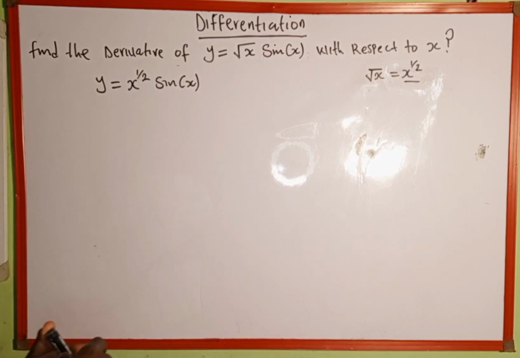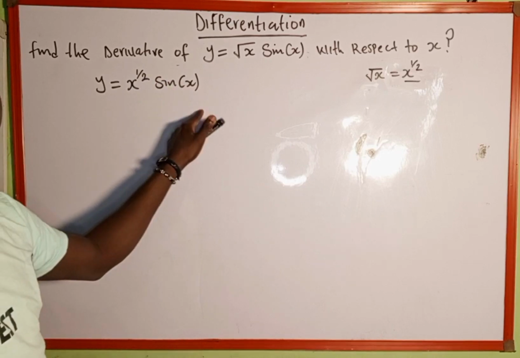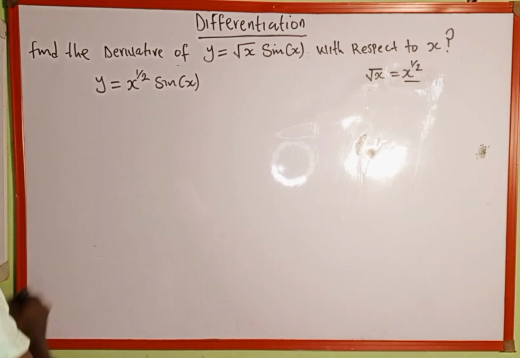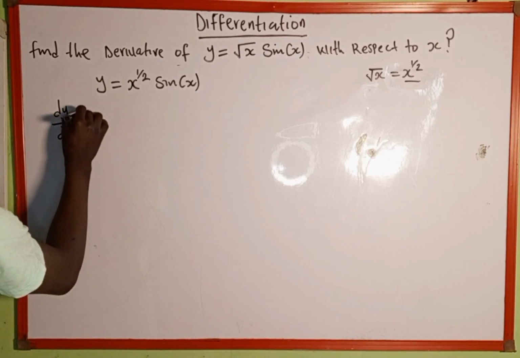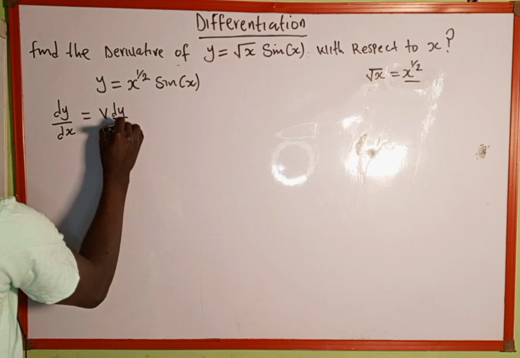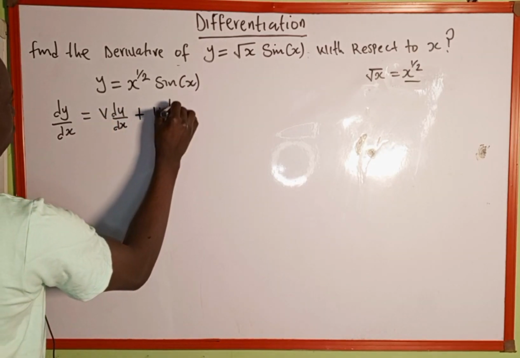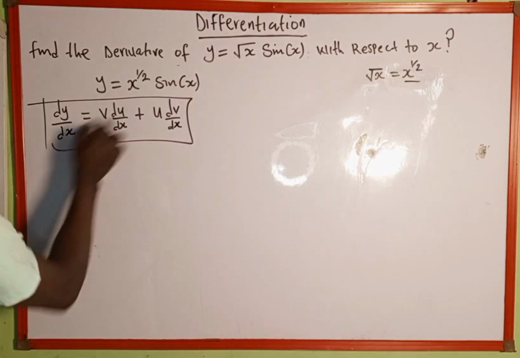So the next thing we're going to do, if you look at this function, x to the power 1 over 2 is multiplying sine x. So we're going to use the product rule. And the product rule is what? When we have dy over dx, it is the same as v du over dx plus u dv over dx. So this is the product rule formula we're going to apply.